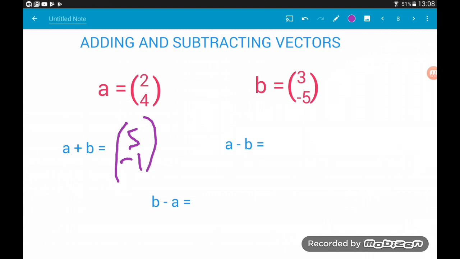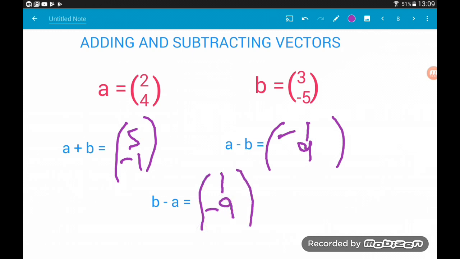What about the vector A minus B? Well, that's going to be 2 minus 3, which will give us minus 1. And then 4 minus 5. So we've got a double negative there. That's going to be 4 plus 5. So that's going to be a positive 9. And then one more example here. B minus A. So this time then we're doing 3 take away 2, which is 1. And then minus 5 minus 4, which will give us minus 9. So that's how we add and subtract vectors.